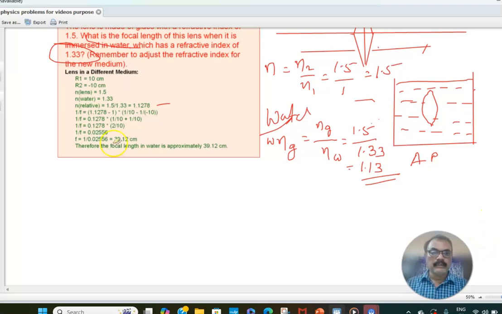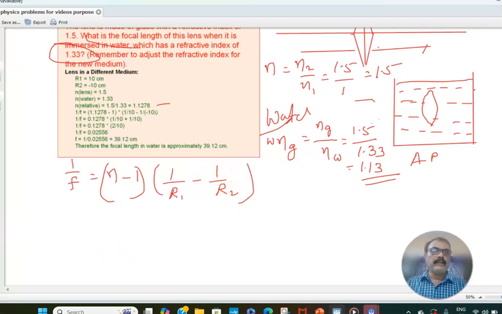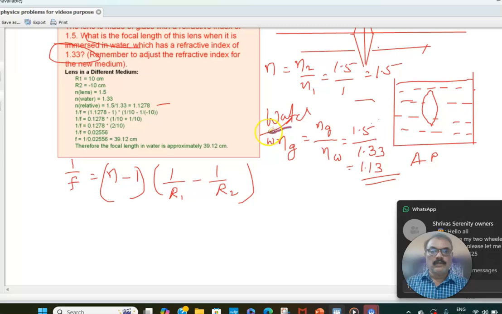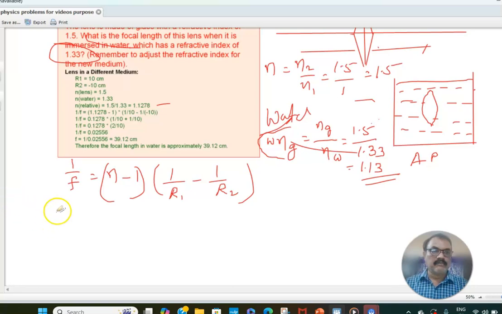So let's go to the problem solving. Problem solving is how you have the formula. Formula is what it is? Come on, recollect. 1 by F is equal to N minus 1 into 1 by R1 minus 1 by R2. Hope you understood this. So 1 by F is what? Focal length. Focal length is given or not? It is not given. You need to find out. So N का मतलब हो गया ये, water to glass. How much it is given? It is given 1.13.